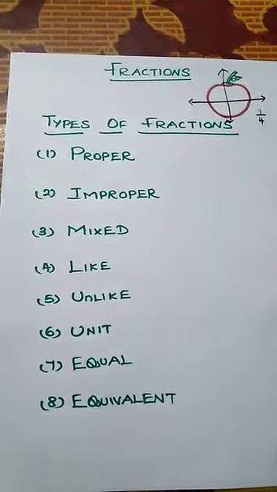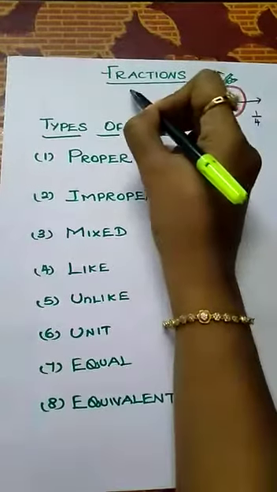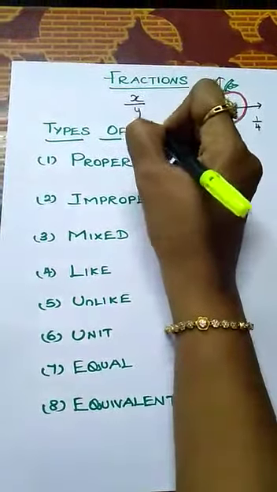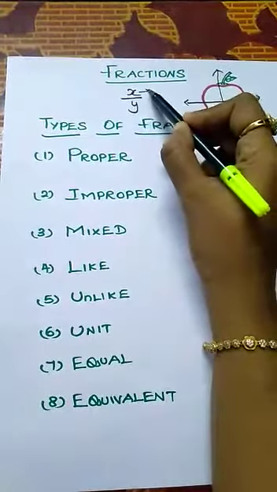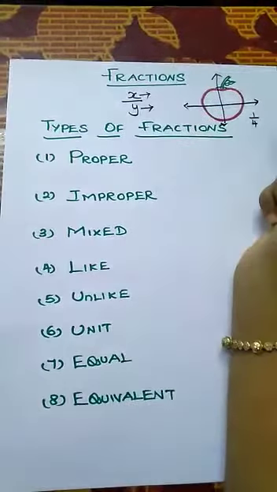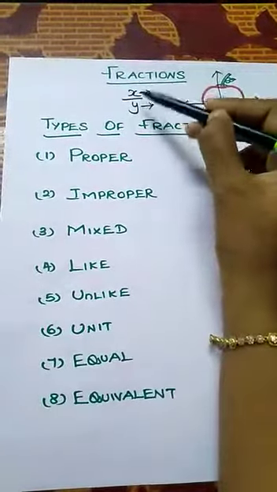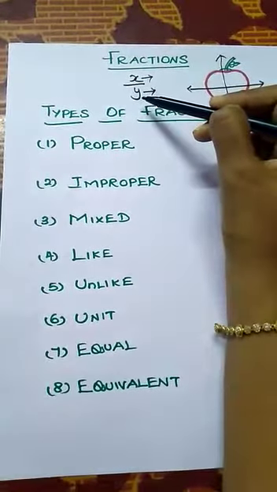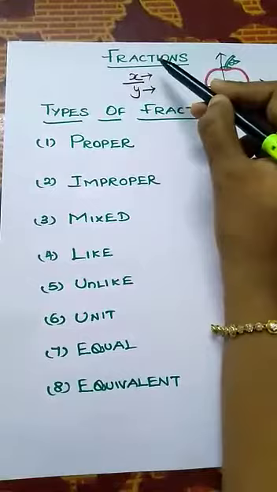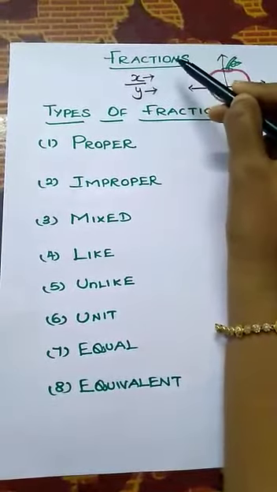Actually, a fraction we have to write as x by y like that. A fraction has two parts. The upper part is the numerator, the lower part is the denominator. So what is a fraction? A fraction is a part of a whole only.